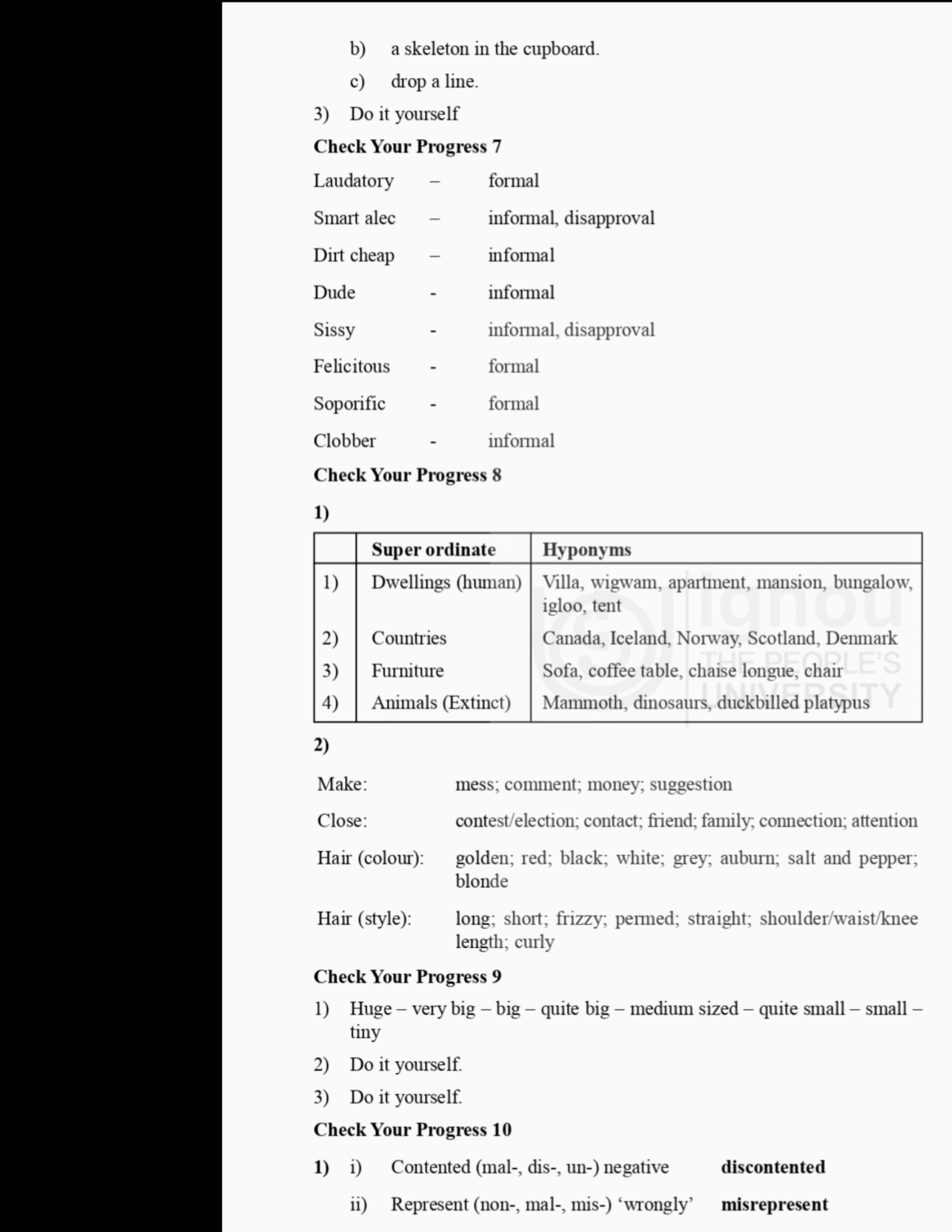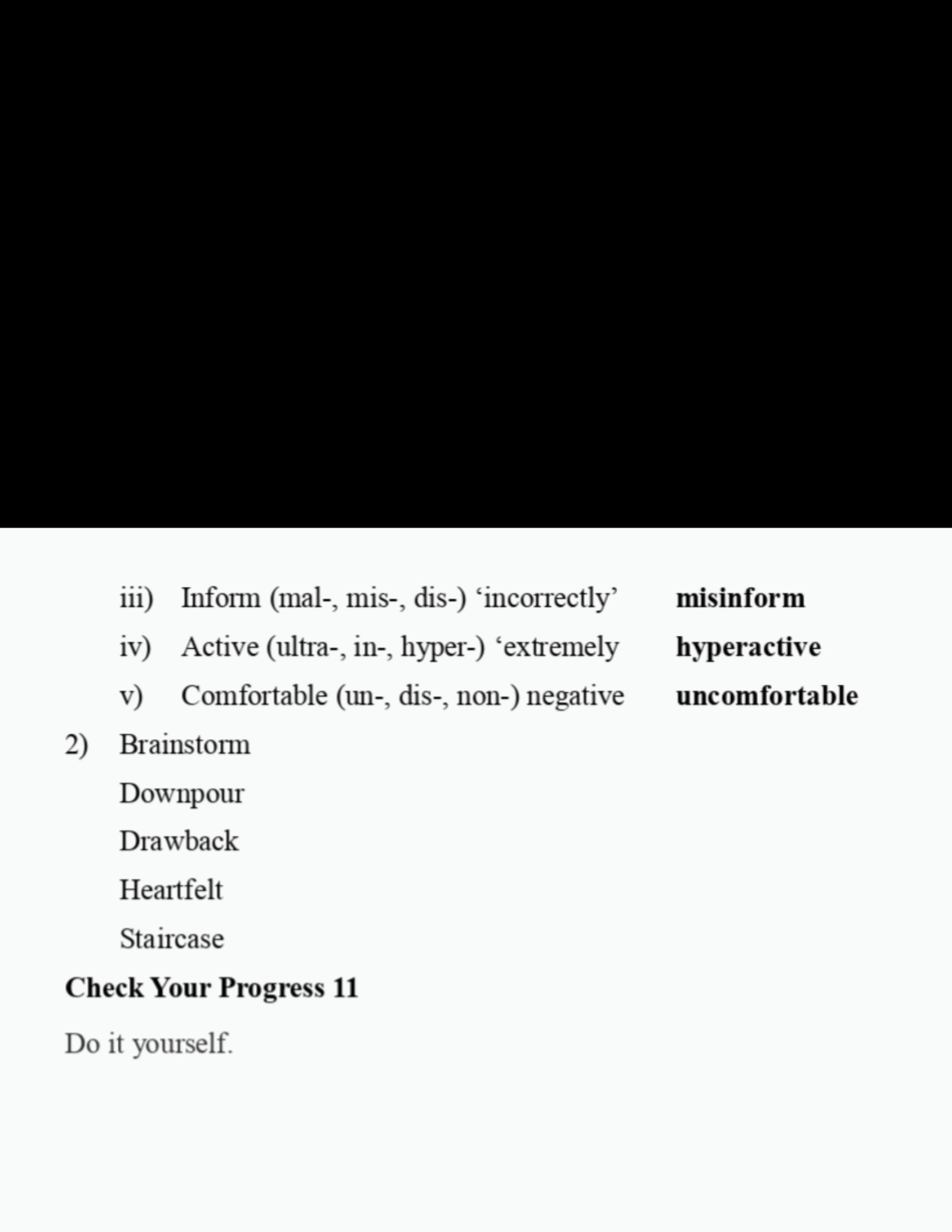Check your progress 10. 1. I. Contented, dis, negative, discontented. II. Represent, mis, means wrongly, misrepresent. III. Inform, mis, means incorrectly, misinform. IV. Active, hyper, extremely, hyperactive. V. Comfortable, un, negative, uncomfortable. 2. Brainstorm, downpour, drawback, heartfelt, staircase.